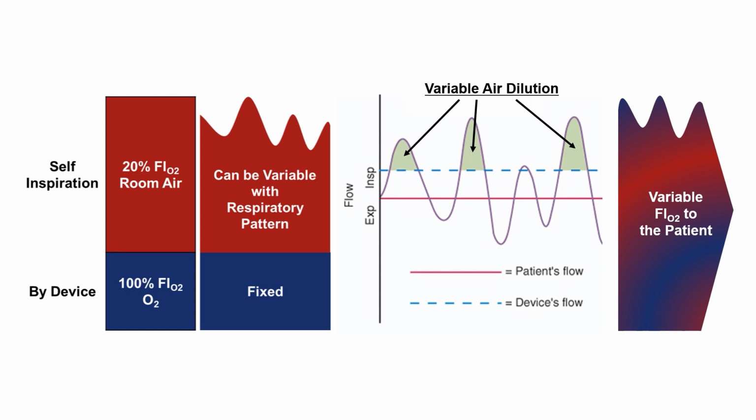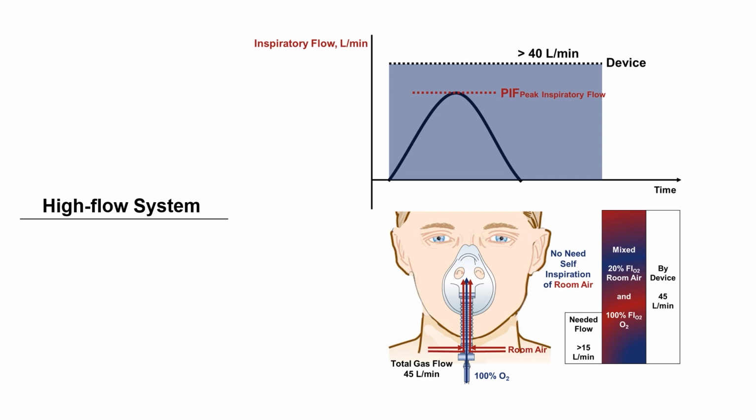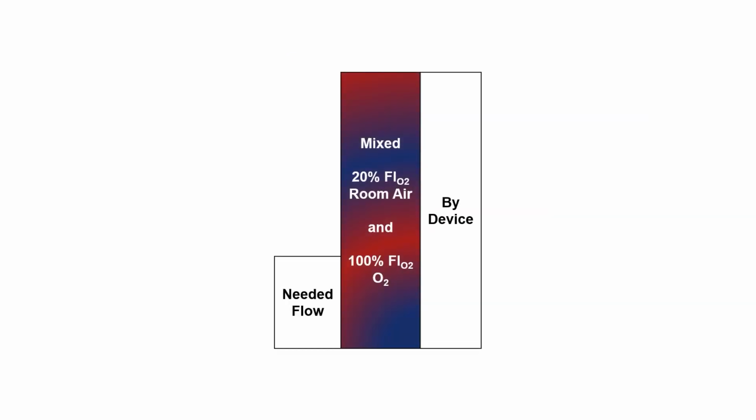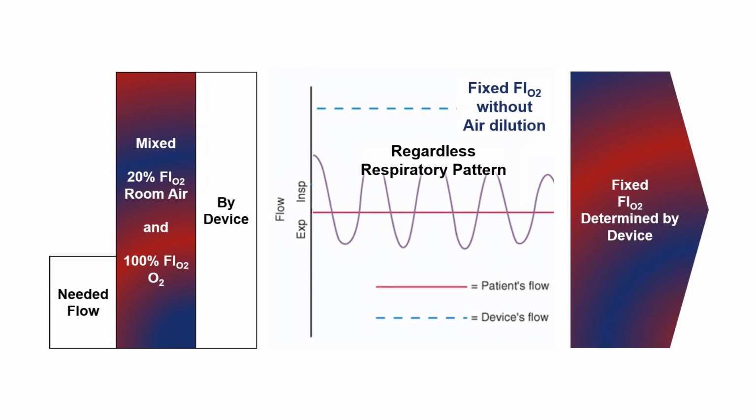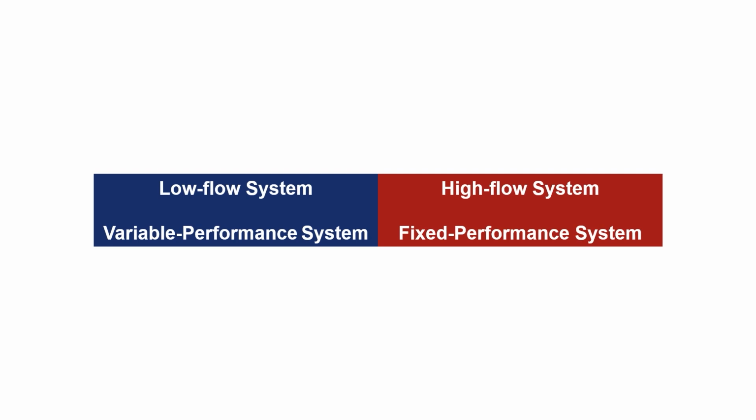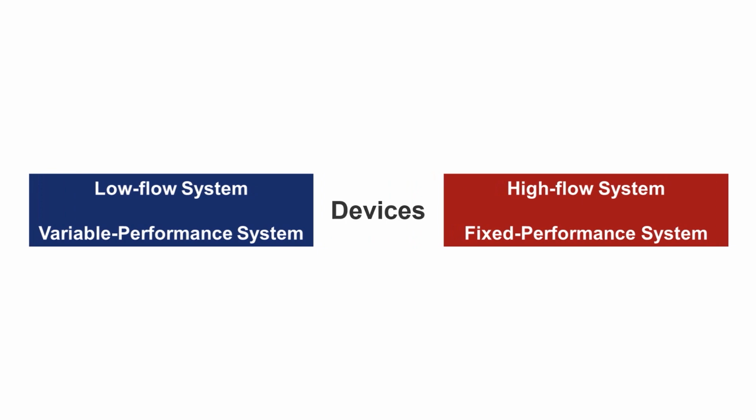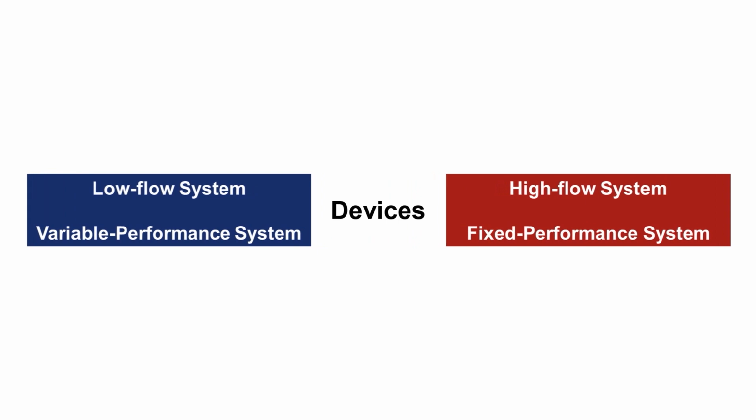On the other hand, the high-flow system is a system where the device provides a flow rate much higher than the patient's peak inspiratory flow, regardless of the patient's respiratory pattern and without the air dilution effect. A fixed FiO2 determined by the device is supplied to the patient. For these reasons, the low-flow system is often referred to as a variable performance system, and the high-flow system is referred to as a fixed performance system. Now, let's take a look at representative devices of each system.